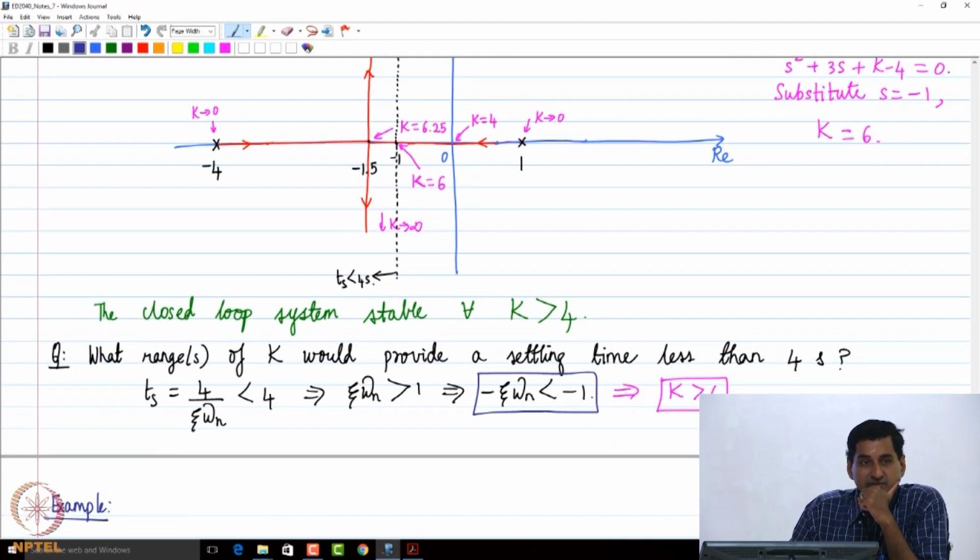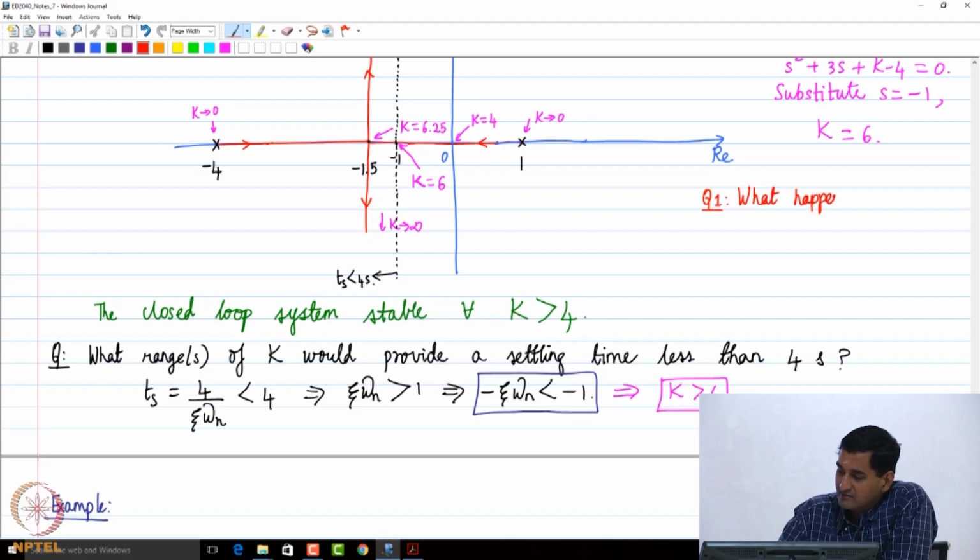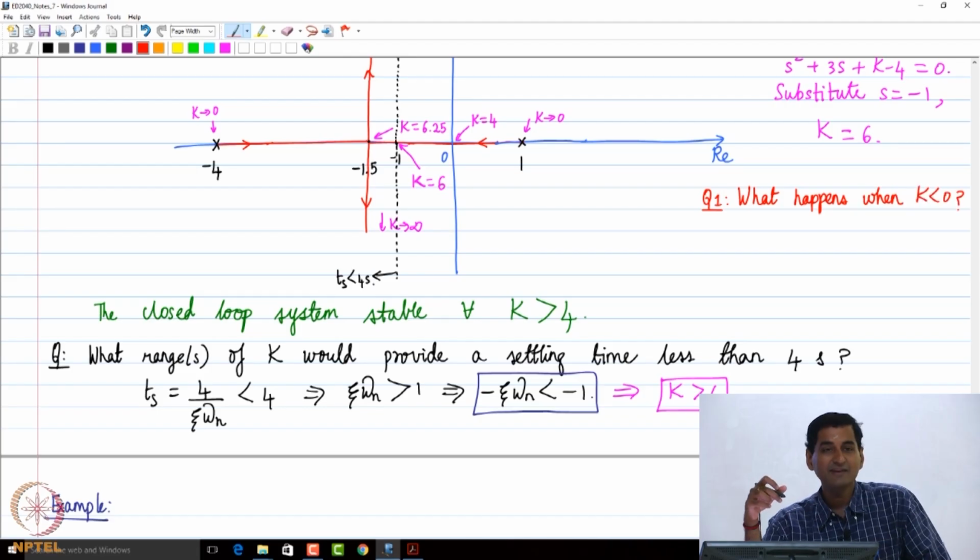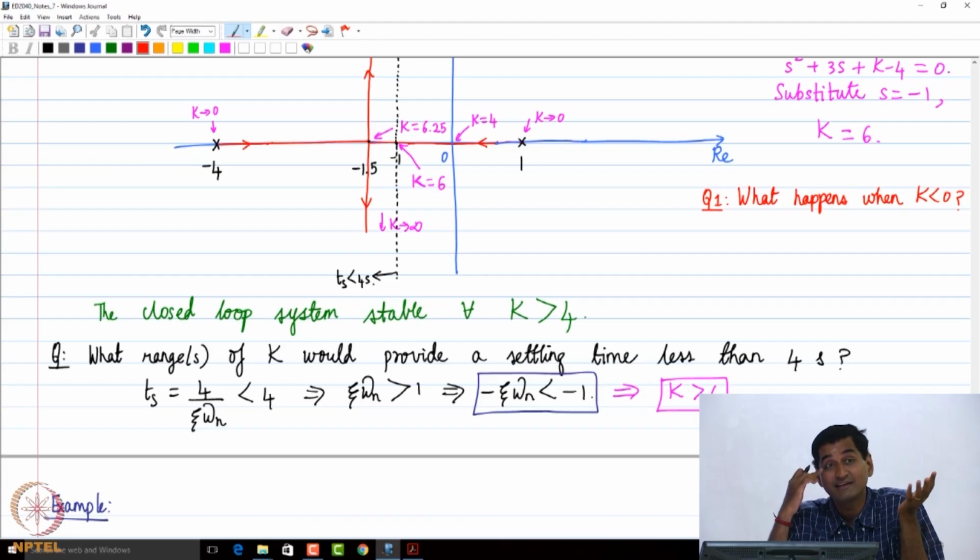Fine. Any other questions? No. So I'm going to leave you with 2 questions. You think about these questions and then we will answer them in the next class, right? Question 1: what happens when k is negative? In general, my k can go from -infinity to +infinity. Do you agree? k is a design parameter, a real number, so I can have k going from -infinity to +infinity.